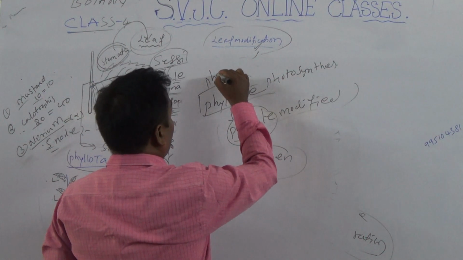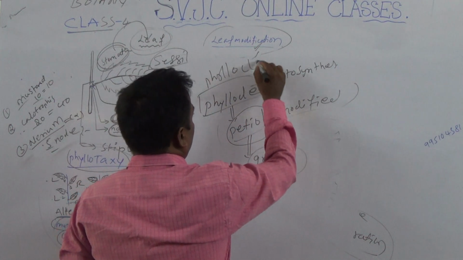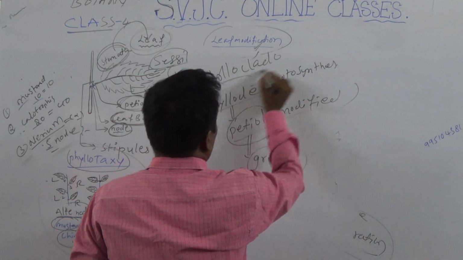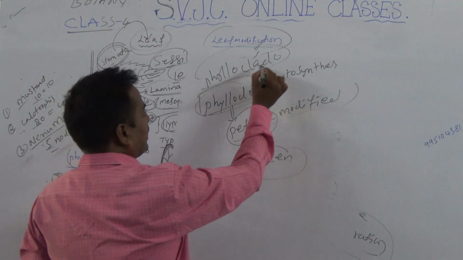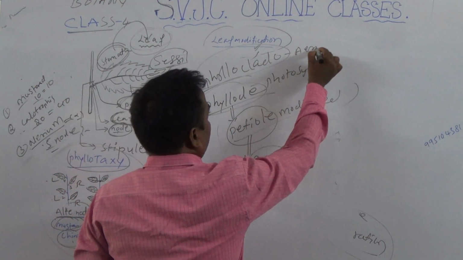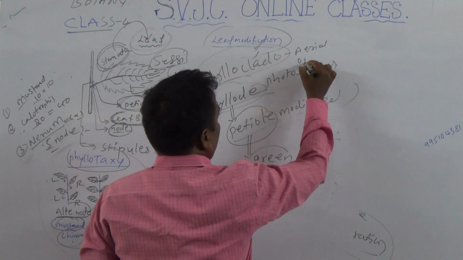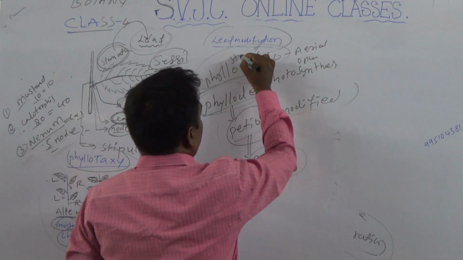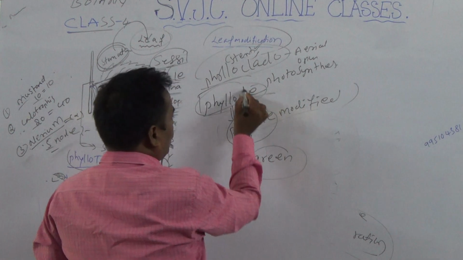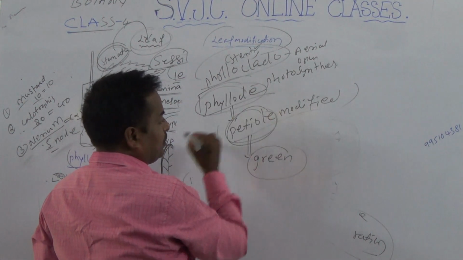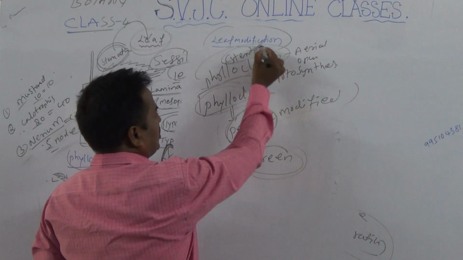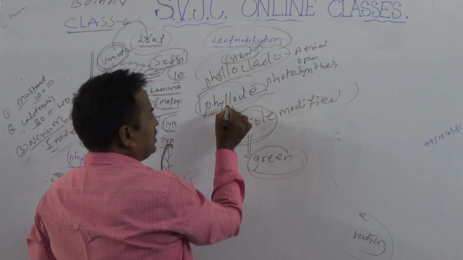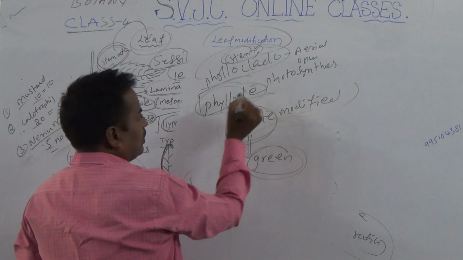What is phylloclade? Here you get confused: phylloclade and phyllode are different. Phylloclade is an aerial stem modification, for example Opuntia. Now phyllode is a leaf modification. The petiole is modified into a green and flattened structure. The stem is also green in color. So the function is the same: phylloclade and phyllode both perform photosynthesis.